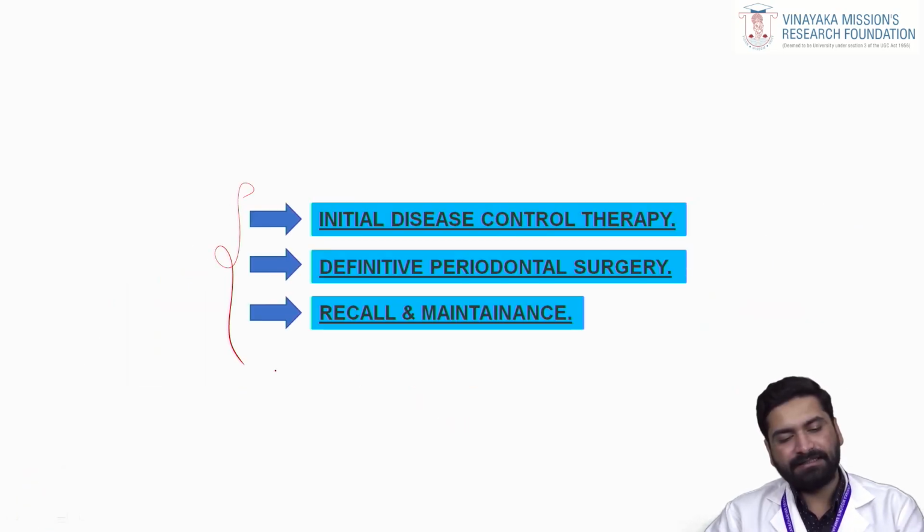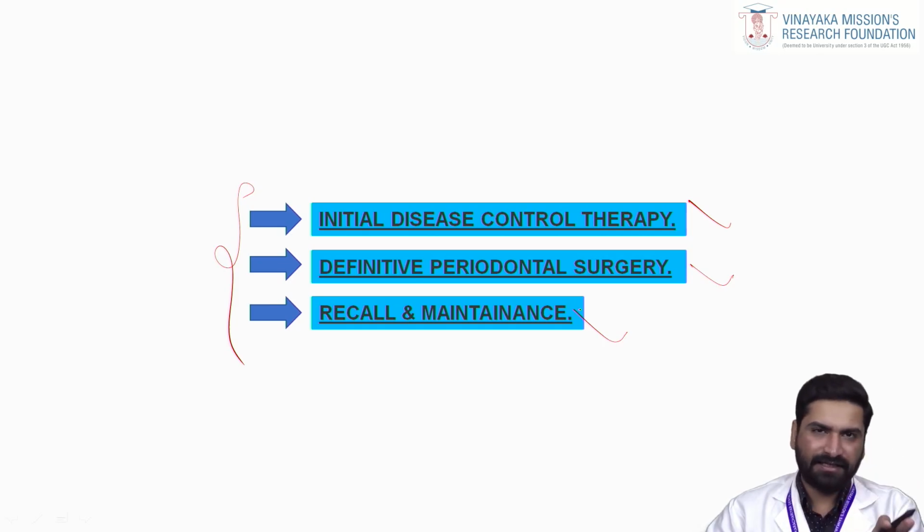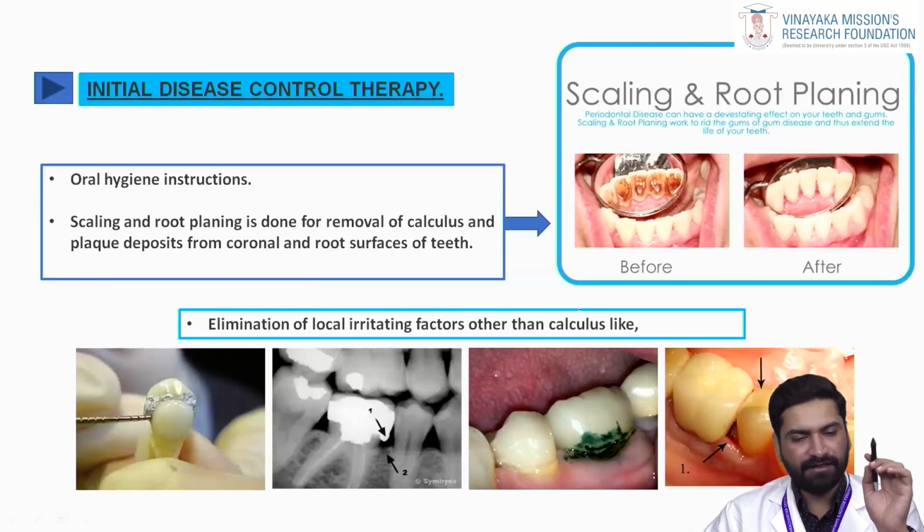So there will be 3 stages in periodontal therapy. First is initial disease control, then definitive therapy, and then recall and maintenance. So firstly we'll address the disease, then you go for a definitive periodontal therapy, and then recall and maintenance.